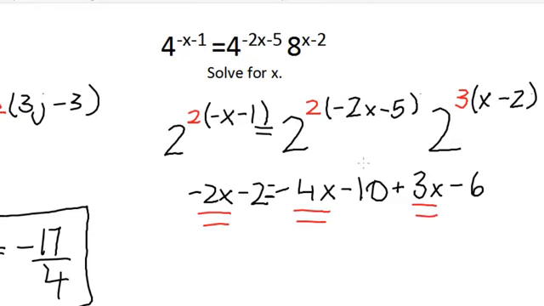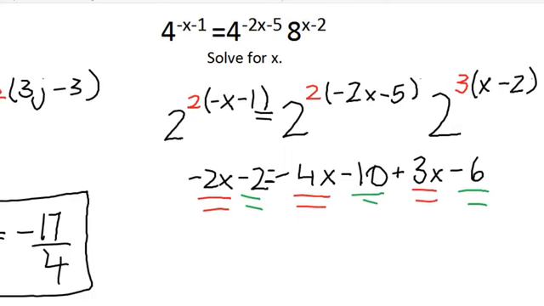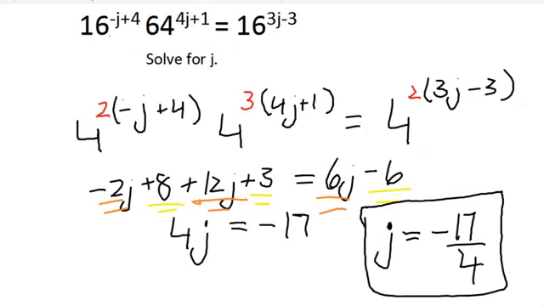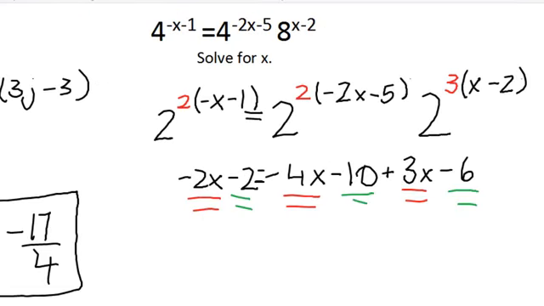So now let's simplify and solve for x. So we'll get, whoops, let's find the other common terms. So negative 2, negative 10, and negative 6. And then we'll get, whoops. Okay, so negative 2 over there is fine. Here we have negative 4x plus 3x, so negative x. And then minus 16. And then we have negative 2x over here.